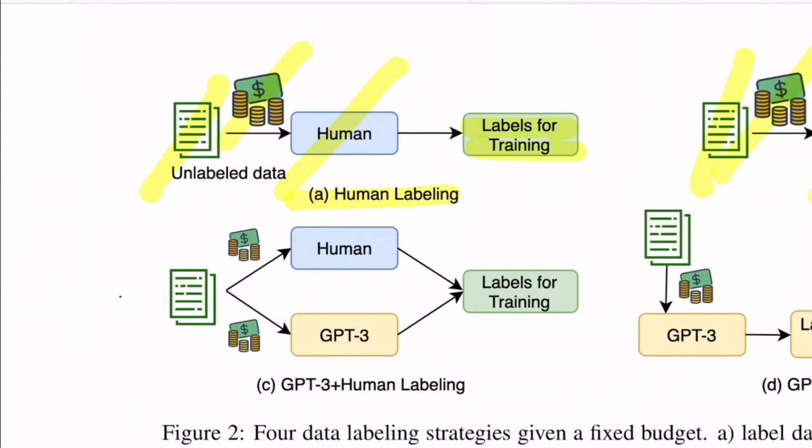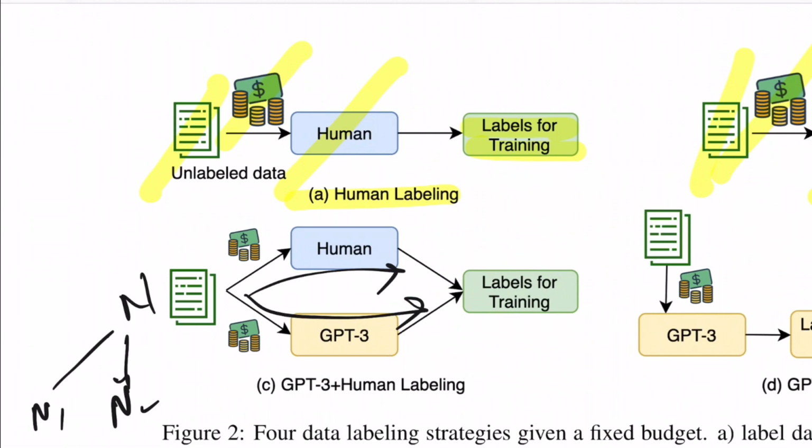So let's say your corpus had n documents. You randomly divide them into 2 subsets, let's say n1 and n2, and none of the examples overlap between these 2 sets. You use humans for one of the sets and you use the model for the other set. And then we get a mixture of labeled data: labeled data from humans, let's call this H1, and labeled data from GPT-3, let's call it G1.